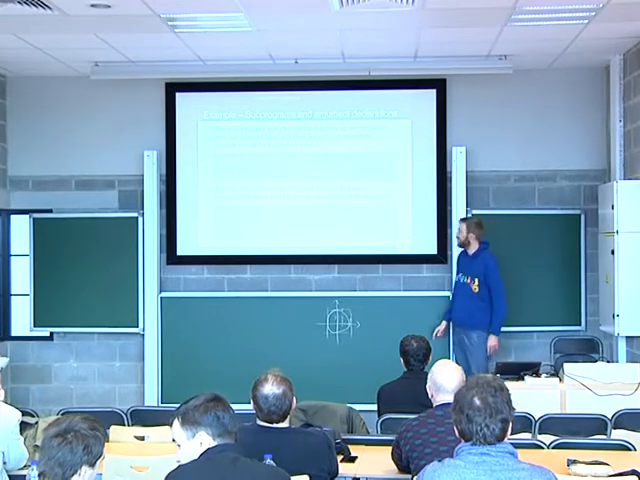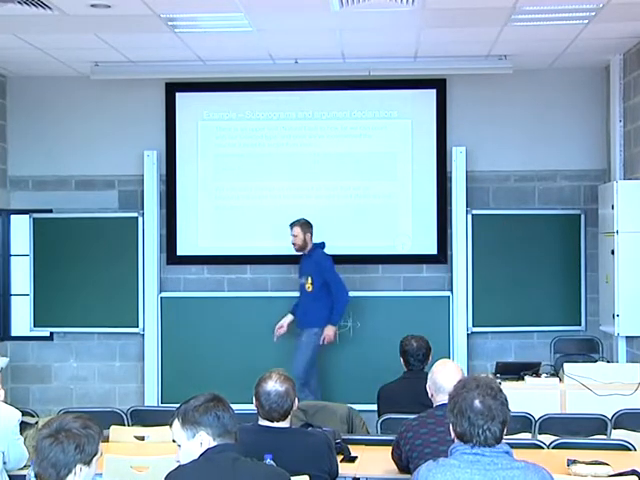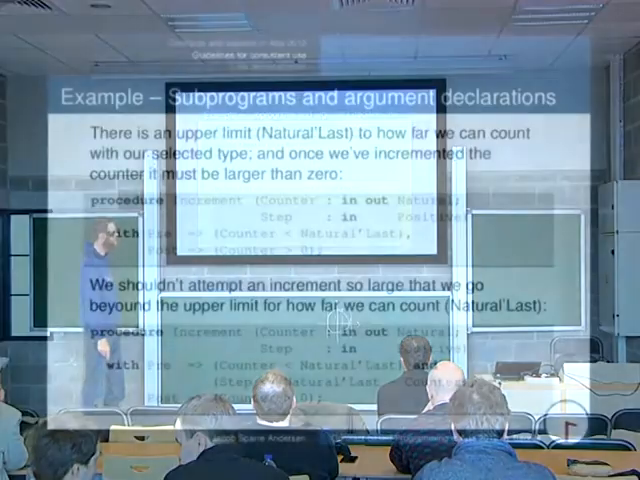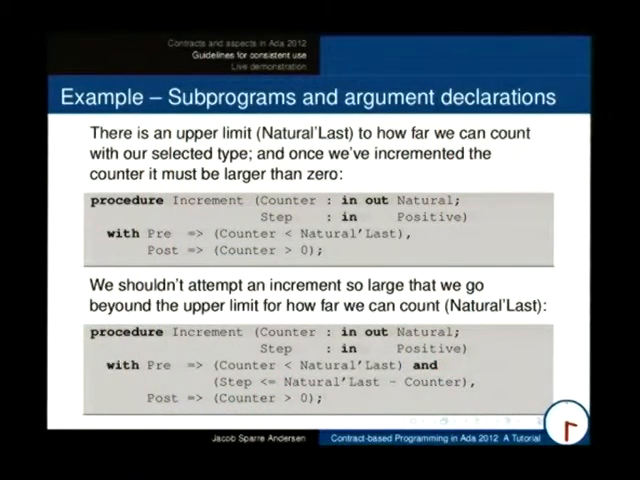Some of the next steps here, that's it, are Spark specific. Well, we put in a precondition. Since we're going to increment, the counter can't already be the last possible value of our integers. And the post condition, well, it'll definitely be more than zero. But we can do better than that if we really want to.